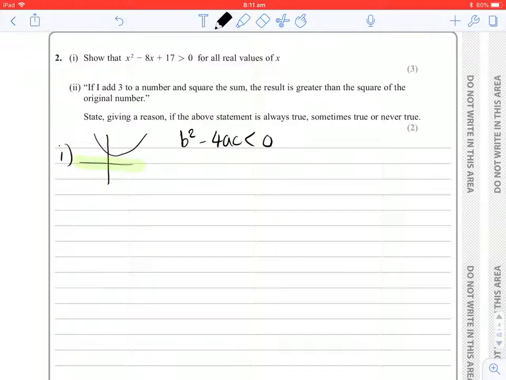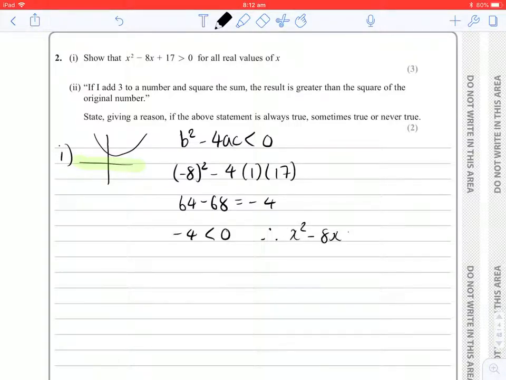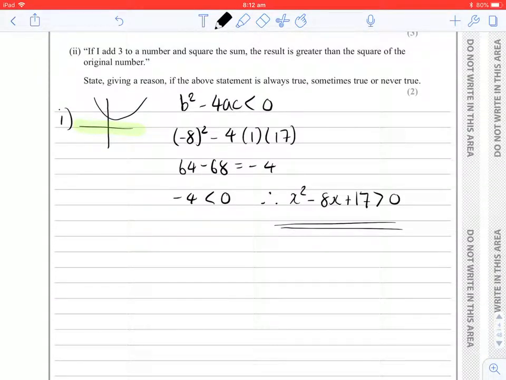So what I'm going to do is I'm going to sub my values in. So my b is negative 8 squared, take away 4 lots of a, which is 1, and c, which is 17. So by subbing that in, we get 64 take away 68, and that is equal to minus 4. Minus 4 is less than 0. Therefore, x squared minus 8x add 17 must be greater than 0. And there's my solution.